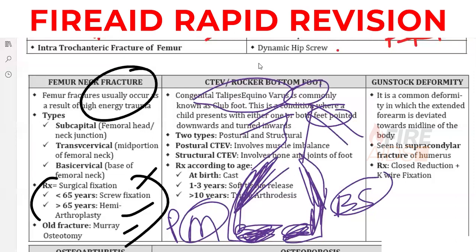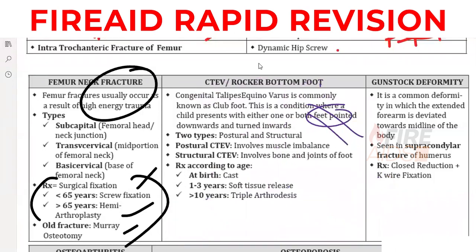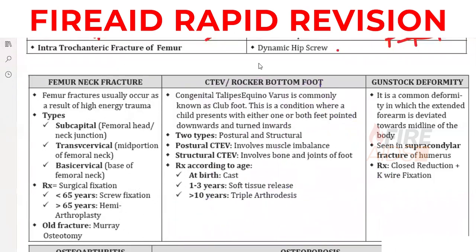Okay, so at birth, the treatment would be casting. At 1 to 3 years, the treatment would be soft tissue release. At more than 10 years, the treatment would be triple arthrodesis. If they have to ask about CTEV, they will definitely provide you a picture. Almost all the time they ask CTEV, there was a picture in that question.